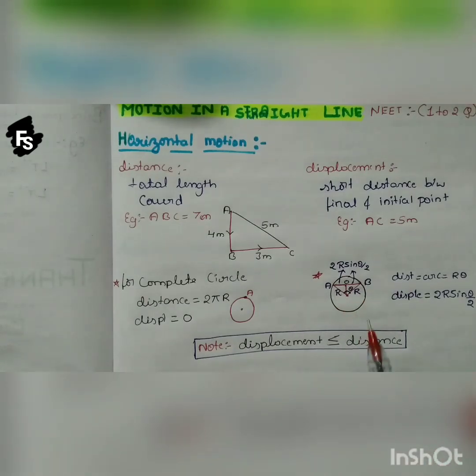Then you have to note here that displacement is always less than or equal to distance. Distance can never be less than displacement. Displacement will always be less than or equal to distance. It will never be greater.